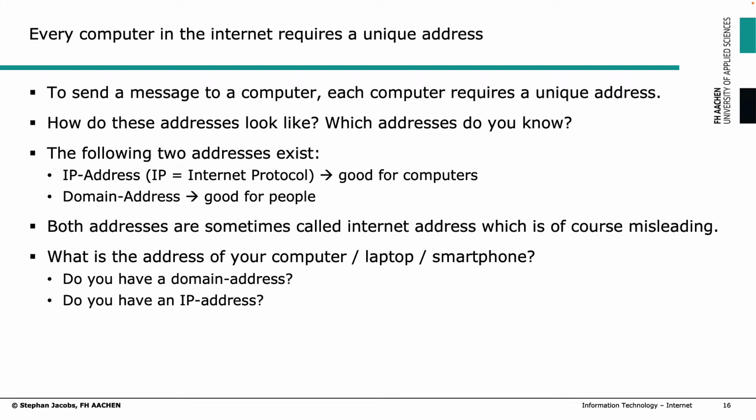In the chapter about computer networks, we argued that each computer connected to a network requires a unique address. So what is the address of your computer if you are connected to the internet? Actually, we are having two addresses in the internet. There's first the IP address. IP stands for Internet Protocol, which is good for computers. It consists simply of numbers, but it's not so good for people because it's like a telephone number. It's hard to remember. We will discuss IP addresses later. And then there is a domain address, which is good for people. Both addresses are sometimes called internet address, which of course is misleading. So better ask twice which address is really meant.